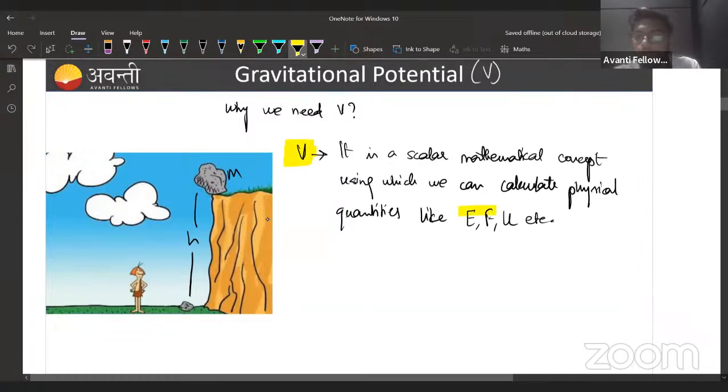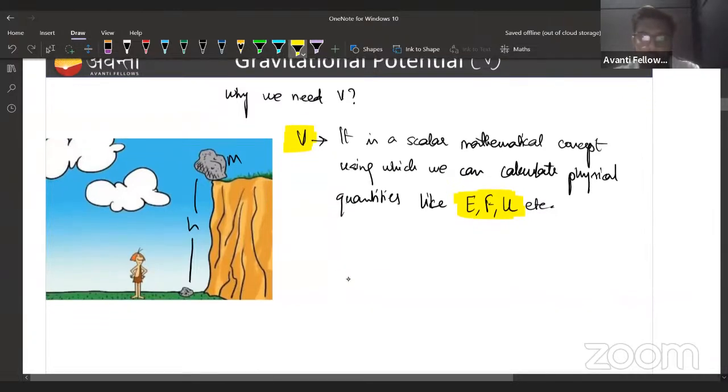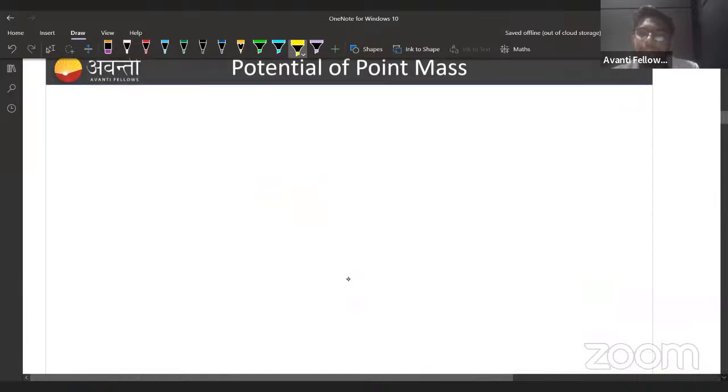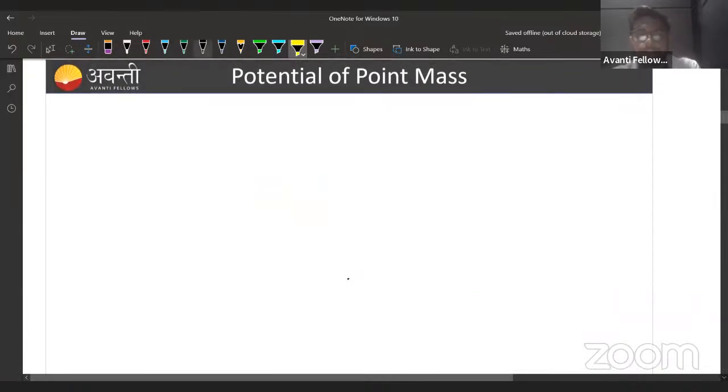V is U. It is a mathematical concept. Scalar mathematical concept. It is a pure mathematical concept. It does not have any physical representation. Okay. Let's see potential due to a point mass.